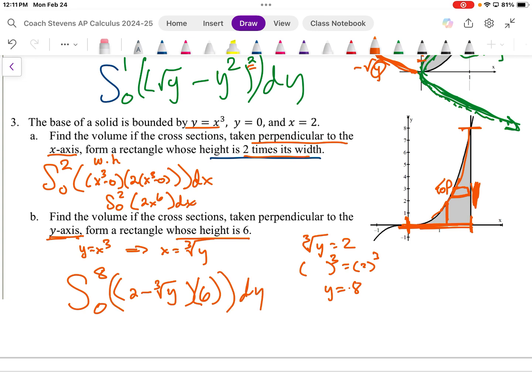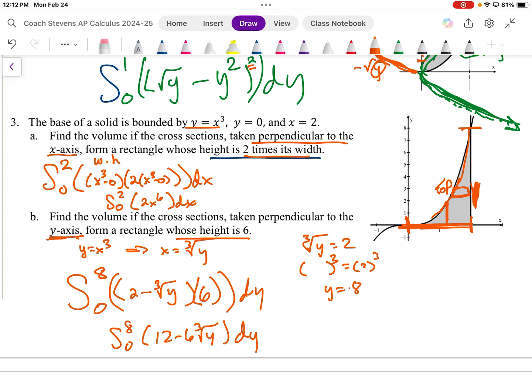And again, you can simplify from there if you want to. We may not see that as a final version on a multiple choice. We'd probably see from 0 to 8 of 12 minus 6 cube root of y dy as a multiple choice, or that's where I would get it to, and then go do math 9.